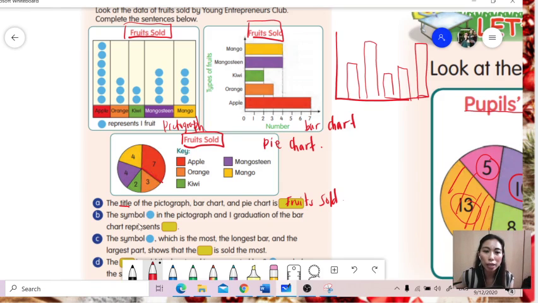Okay, so the symbol, so we back to the question. The symbol blue dot in the pictograph and one graduation of the bar chart represent. So each number, okay, for the bar chart you have this graduation. So it also meant something. So mesti sama. So from here 0 to 1, if the graduation is for 1, so each also the difference must be 1. Kalau 2 mesti 2 juga. Kalau 3 mesti 3, 3, 3. 5, 5, 5. 10, 10, 10.